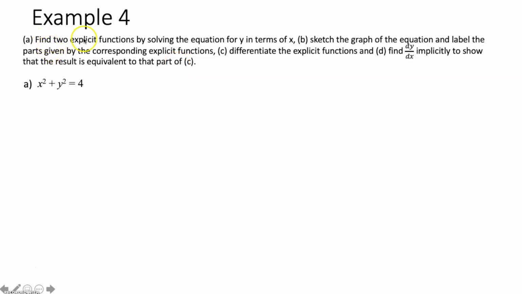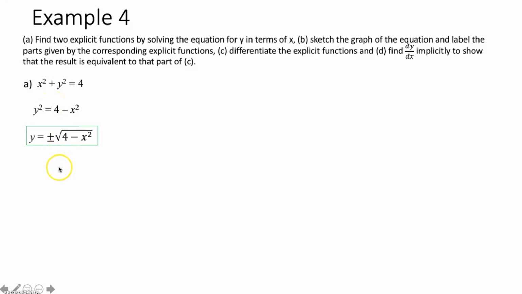We're going to first find the two explicit functions by solving the equation for y in terms of x. And that makes sense, right? Because explicit functions means you're solving for y by itself on one side of the equation. So we just need to solve for y. So let's subtract x squared from both sides, and we're going to square root both sides. Now, when you square root a variable squared, on the other side, you need to put plus or minus.